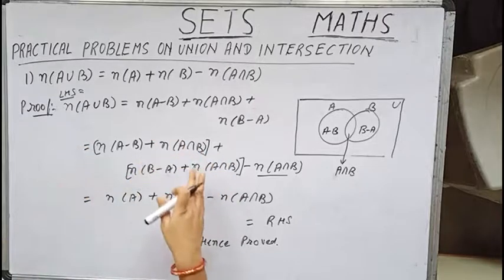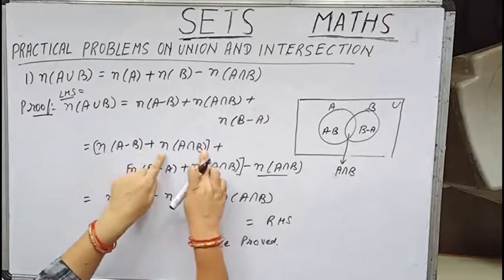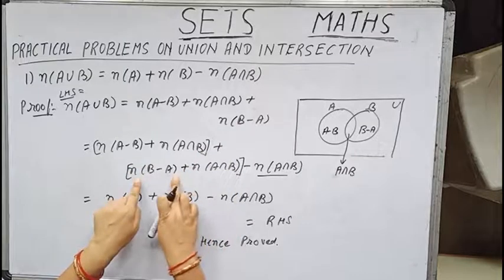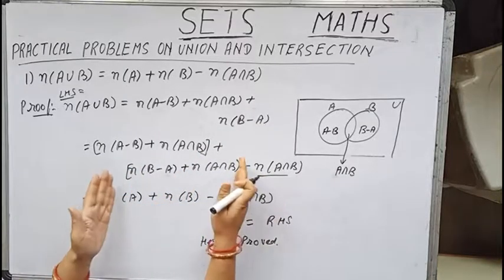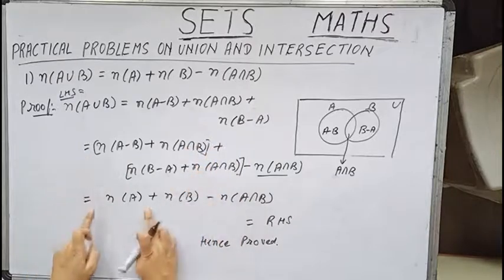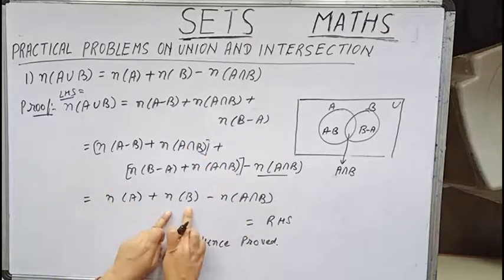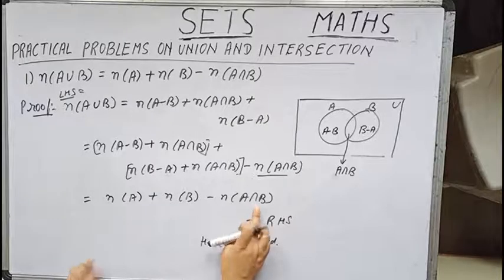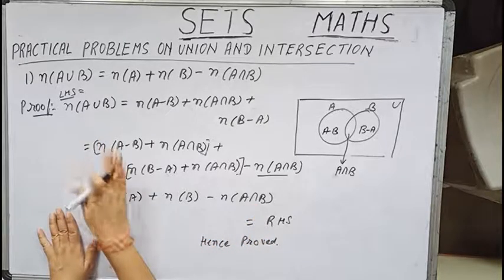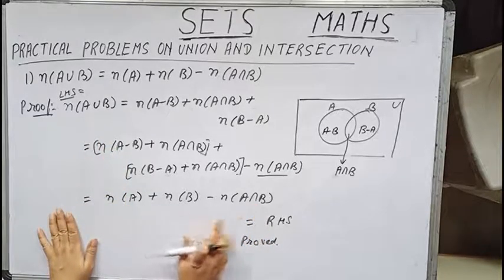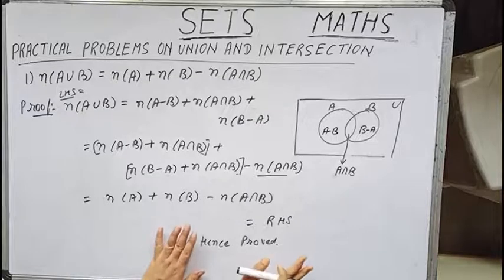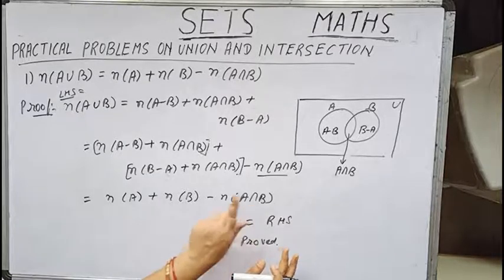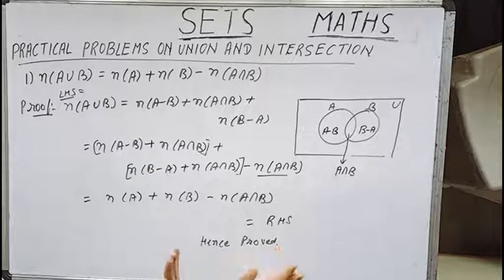So this equation reduces to n of A minus B plus n of A intersection B plus n of B minus A plus n of A intersection B minus n of A intersection B. We will make brackets over here. This term is reduced to n(A) and this term is n(B) minus n of A intersection B. So we get the formula n of A union B is equals to n(A) plus n(B) minus n of A intersection B. Now over here children, if A and B are disjoint sets, then obviously A intersection B is phi, that is empty set.